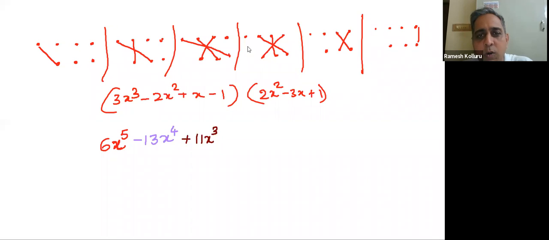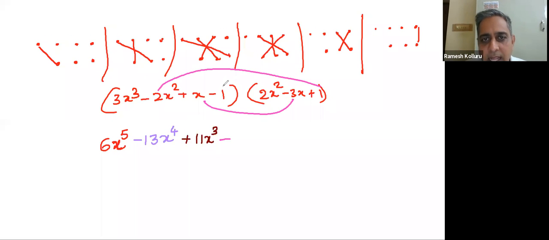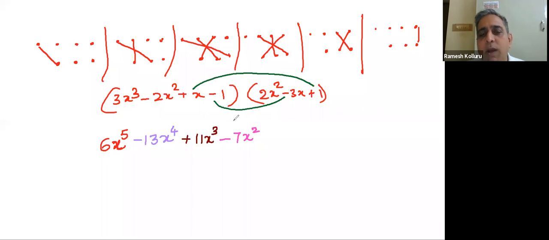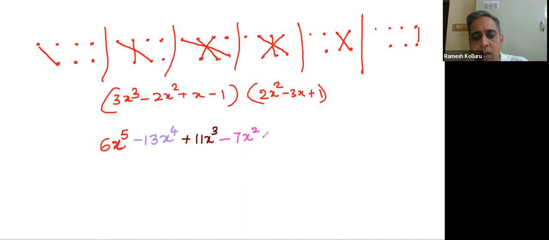Now I will move on to the next number, minus 2. So here minus 2, this one and this one. All three are minus. Minus 2, minus 3, minus 5, minus 2, minus 7. So my answer will be minus 7x square, right? Now 2 also is over, now 1. So this is 1 and 3. 1 plus 3 is 4. So I write 4x. And then the last one is minus 1.